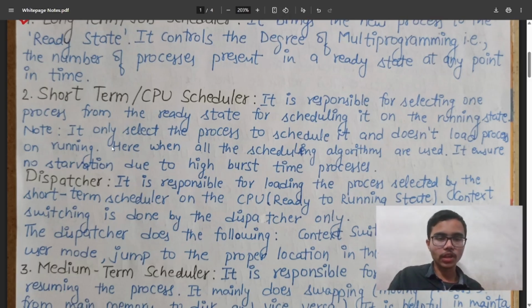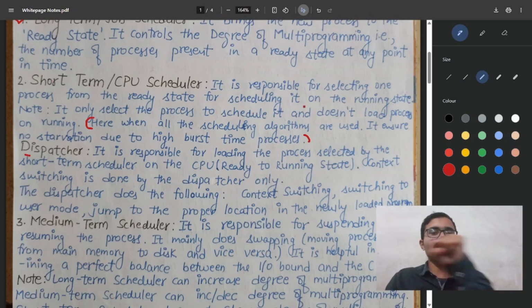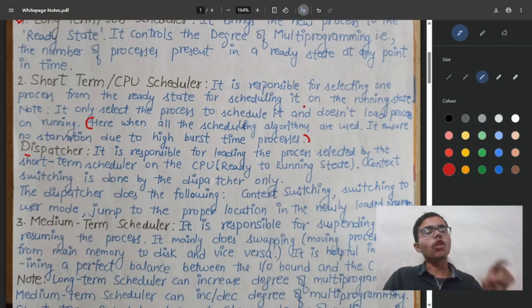Next, first of all, we need to know the working of the dispatcher. We have to know that the short-term scheduler is not responsible for putting the job from the ready state to a running state. It only selects which process is going to be executed next.